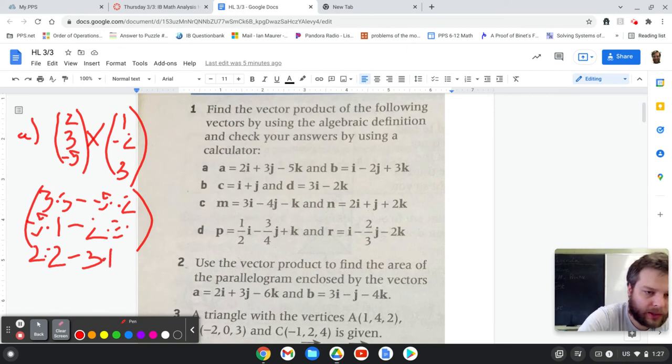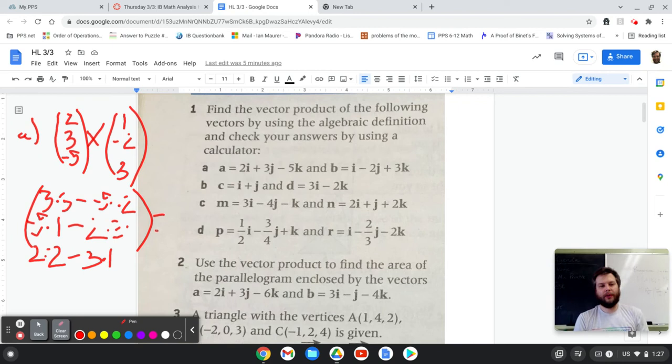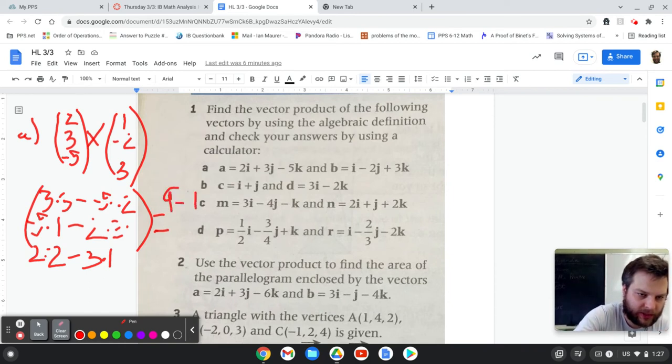Okay, great. So notice that each of the components of your cross product depends on the other two components of your original vectors A and B. And that's how we end up with something that's perpendicular. And so the first one becomes 9 minus 10. The second component becomes -5 minus 6. And the third component becomes -4 minus 3.